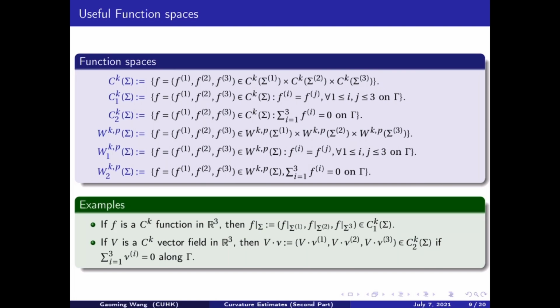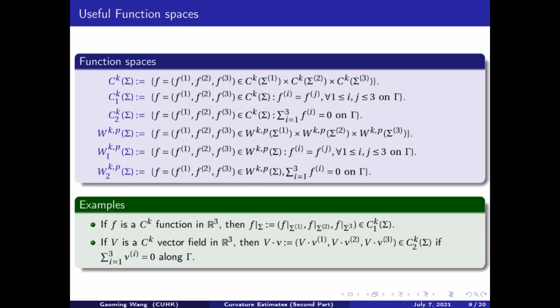For example, we can write the mean curvature vector h sigma I dot nu as h sigma V dot nu I. You can think of C2k function space as a dual case of the C1k function space, since we will need the second variation formula a lot later on. C2k function space is more important than C1k function space in this talk.